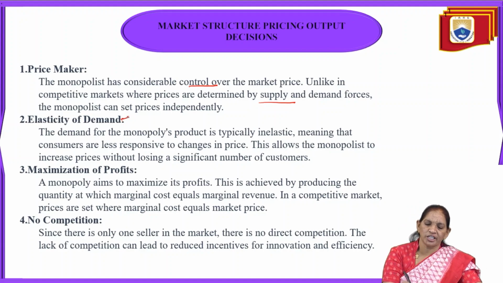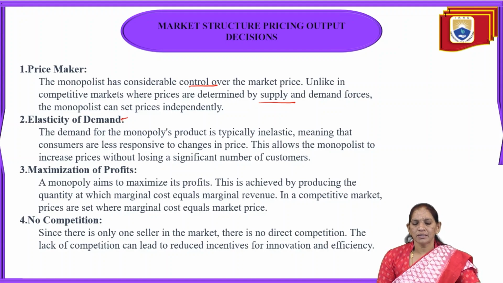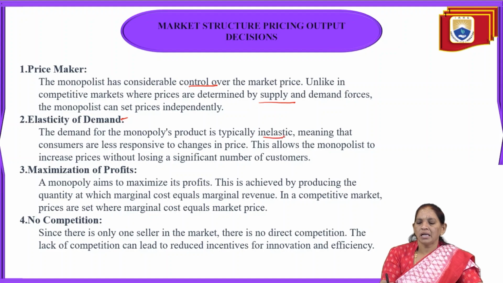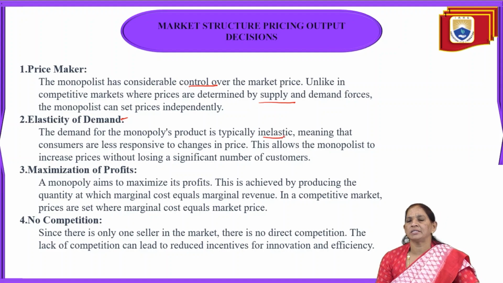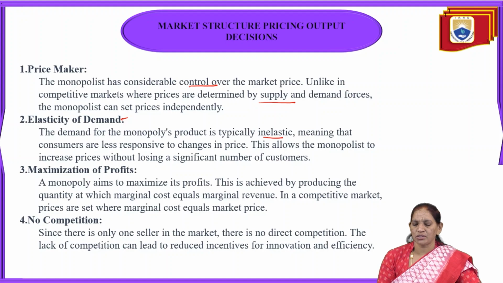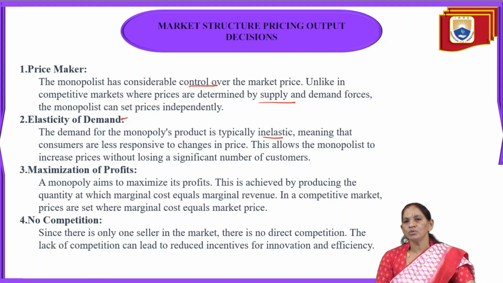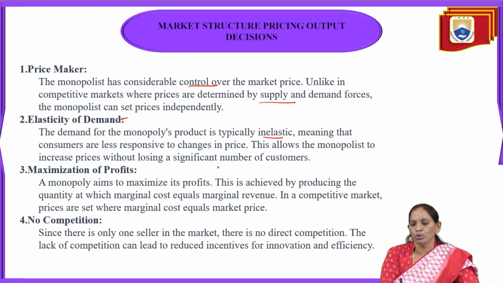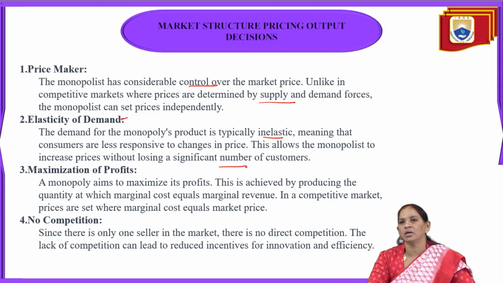Next, elasticity of demand. In case of the monopoly market, the demand is typically inelastic, meaning there is less responsiveness to a change in price. Why? Because the uniqueness of the product makes people purchase the same product irrespective of the price. That's why in the monopoly market the demand is typically inelastic, and the monopolist allows himself to increase or decrease the price in order to have a significant impact upon the consumers.